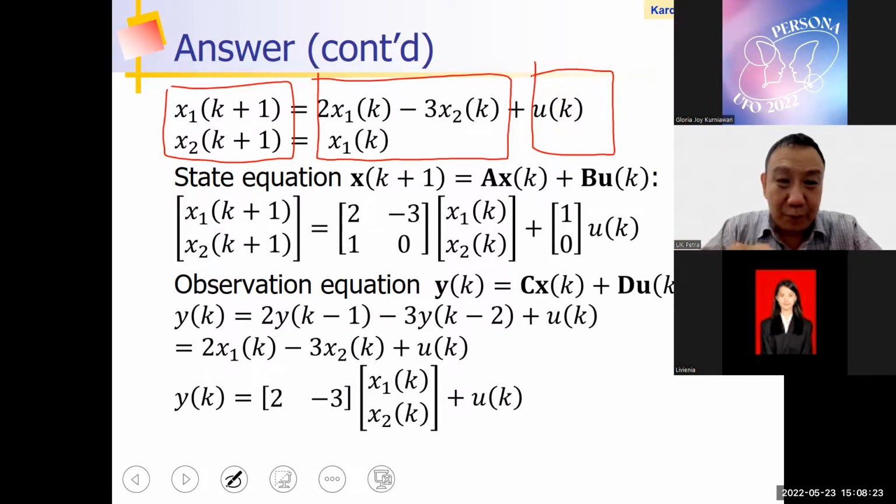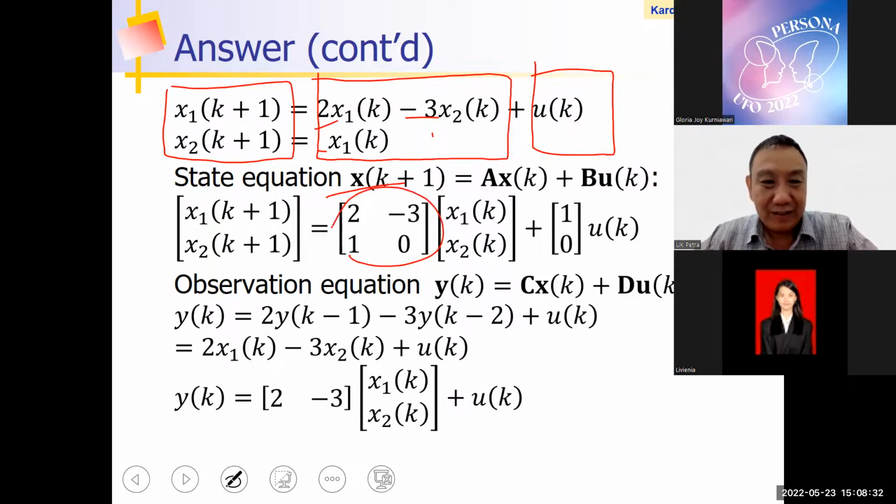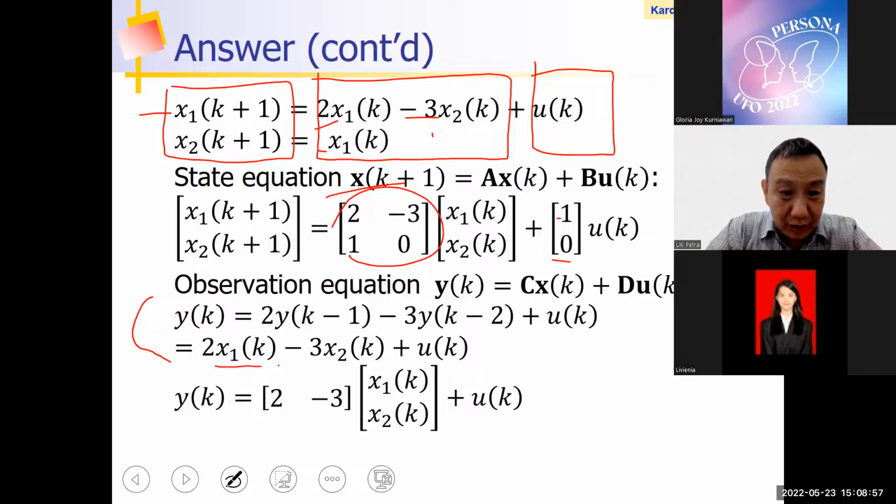Then you can just put it into the matrix. This is 2, minus 3, 1, 0, right? So the B is 1 and 0. The first equation you get 1. The second equation you don't, so that means 0. How about the Cx? Again, this is the difference equation, so that means equal to this.